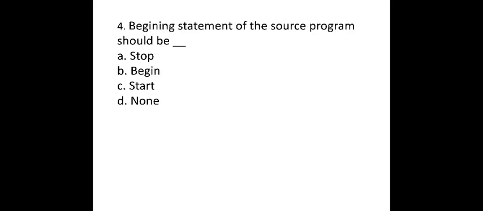The second MCQ is, EXTRN is an assembler directive. Yes or no? Yes, EXTRN is an assembler directive, and you have identified the significance of EXTRN, when and where to use it in an assembly program. Next, the beginning statement of the source program should be what? Whether it should be STOP, BEGIN, START or none. And the answer is START. Last, a subroutine is a subfunction. Yes or no? While starting this session, I said that a subroutine is similar to what we call a subfunction.